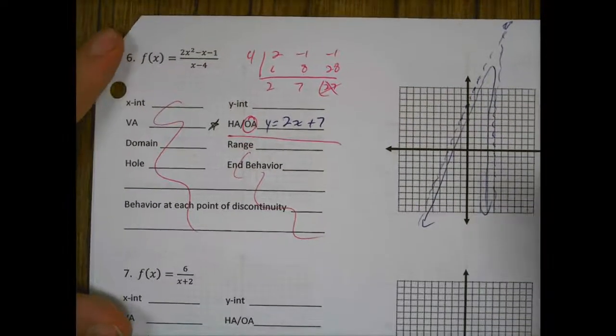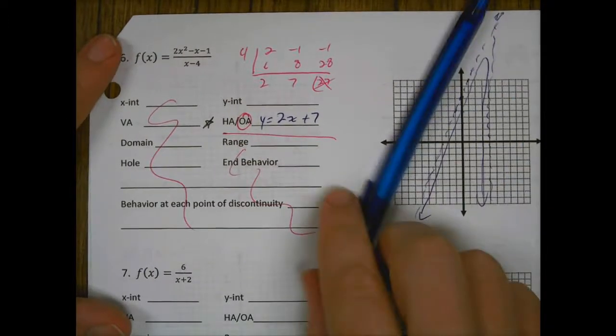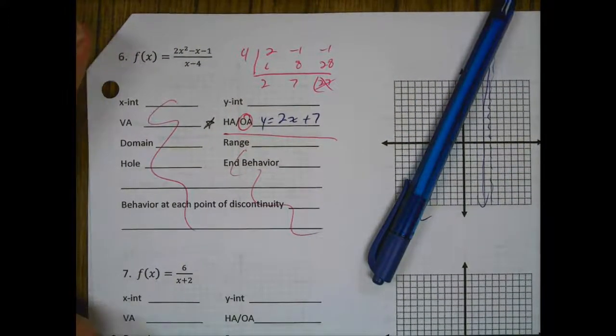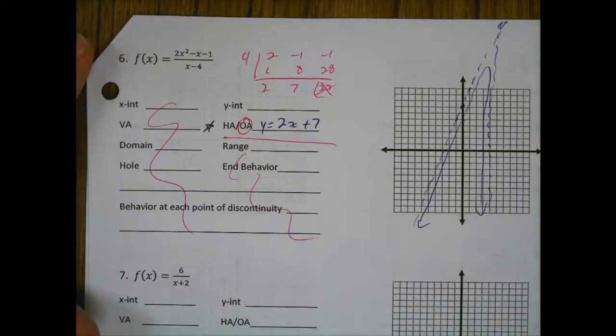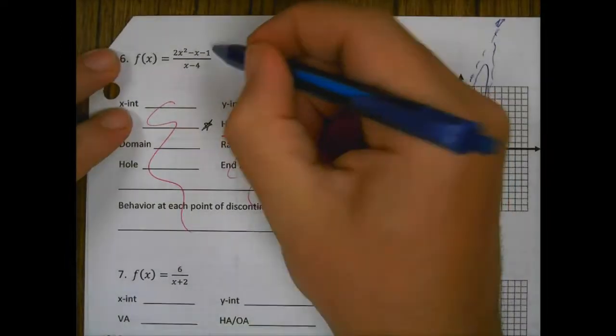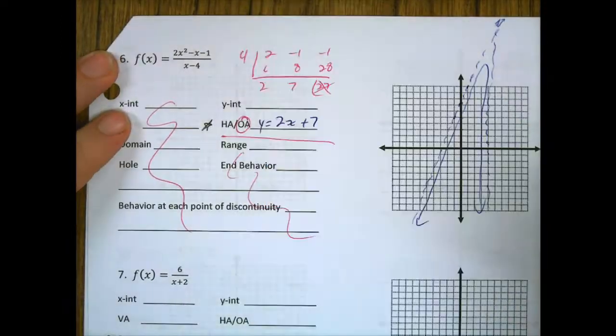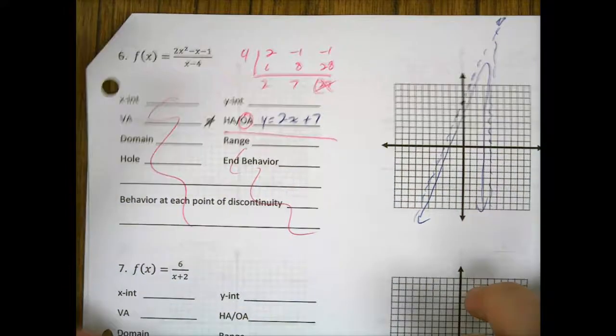So all this oblique asymptote does is it just makes an asymptote that is a line in this case. It could be a quadratic function, it could be a cubic function, a quartic function, any type of function, as long as the powers are greater in your numerator. That's all you're looking for to have an oblique asymptote.